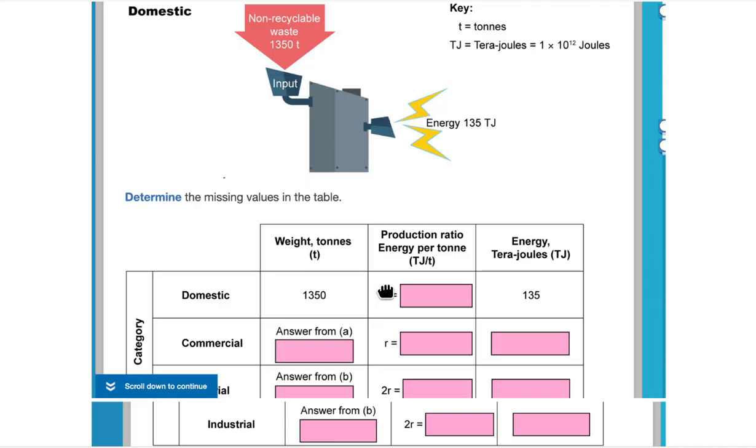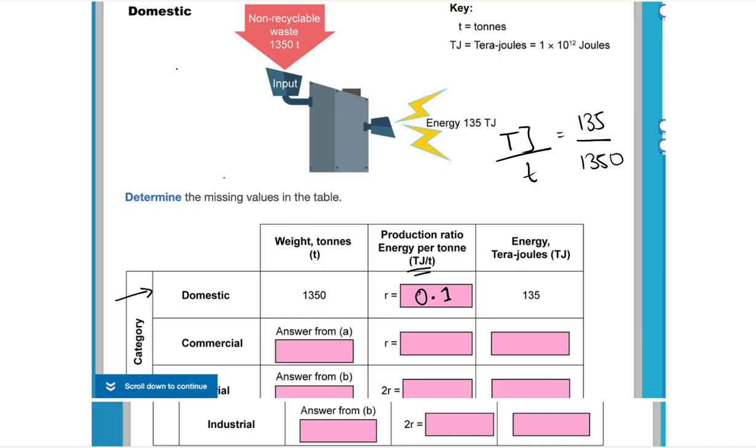Energy per ton can be considered by the values. It should be terajoule divided by tons. So the terajoule is 135 in the first row of domestic category, domestic waste, and tons is 1350. So that answer is going to be somewhere around. Basically this cancels out, right? So we get an answer of 0.1.